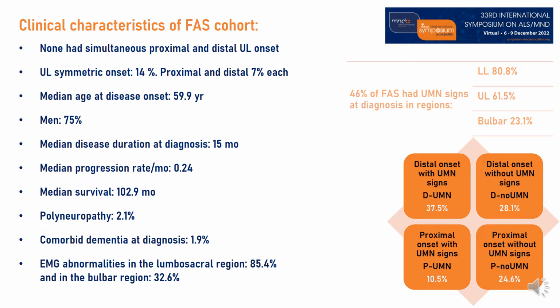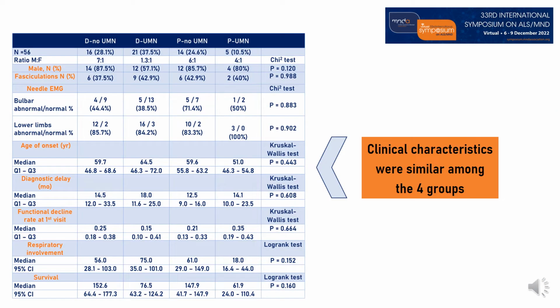About half of the patients had upper motor neuron signs at diagnosis, mostly in the lower limbs, but also in other regions. Flail arm patients were divided into 4 groups according to distal or proximal onset and presence or absence of upper motor neuron signs at diagnosis. No clinical differences were found among the 4 groups.